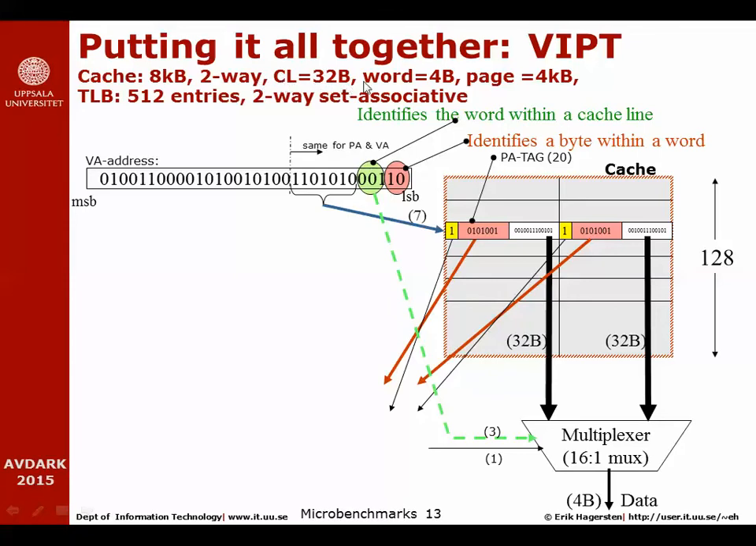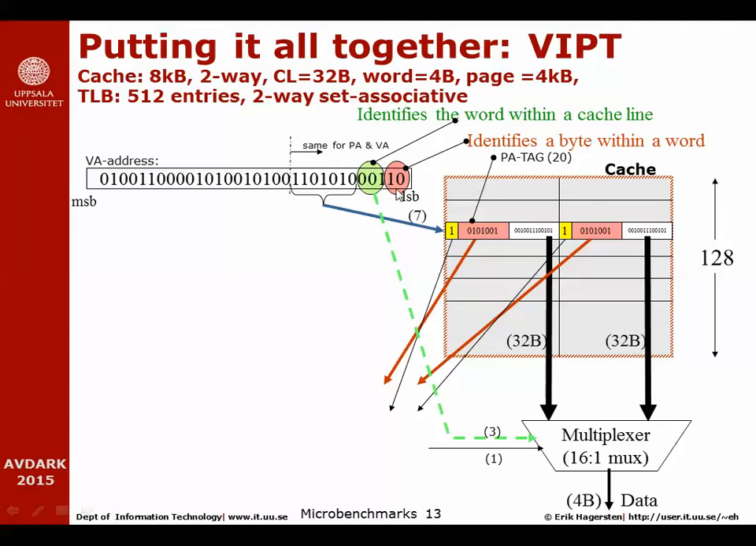Cache line is 32 bytes. Word size is 4 bytes. And the page size is 4 kilobytes here. Okay. And a page size of 4 kilobytes implies that the 12 least significant bits of the address will not change when we make a translation from virtual to physical. So when we do a VIPT, virtually indexed physically tagged, cache design, then we know that we can use any of these 12 bits to index into the virtually indexed cache, because these bits don't change when we make the translation to physical.